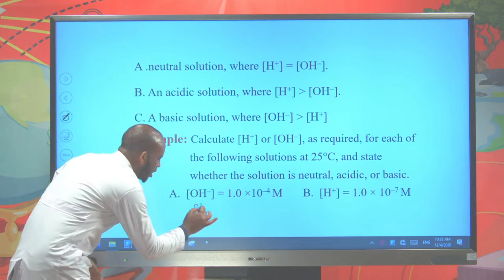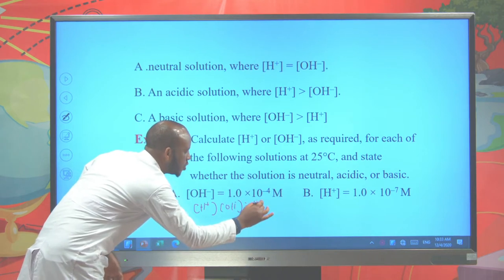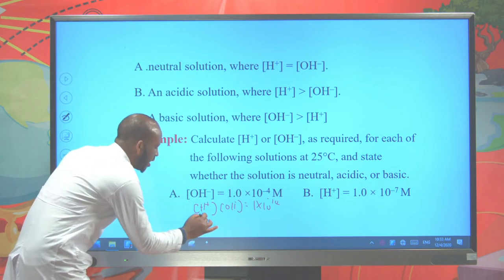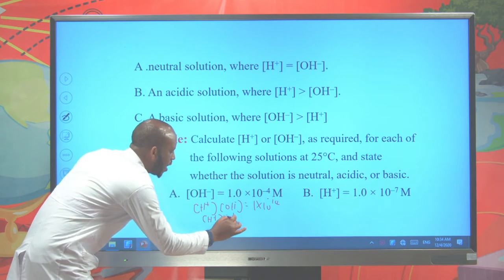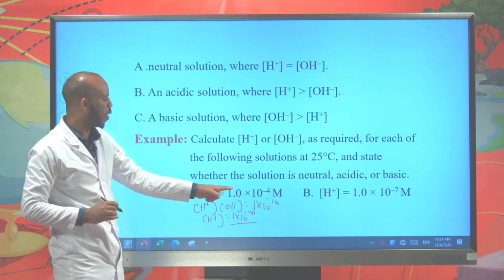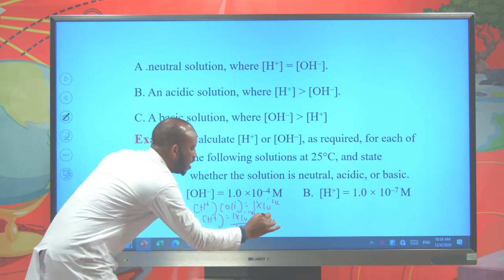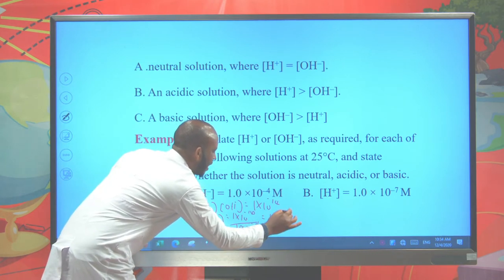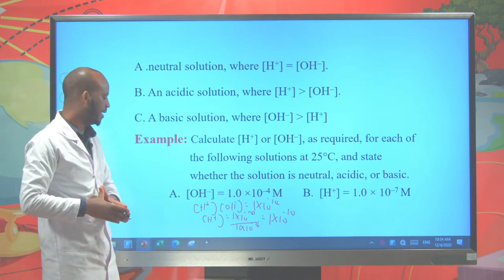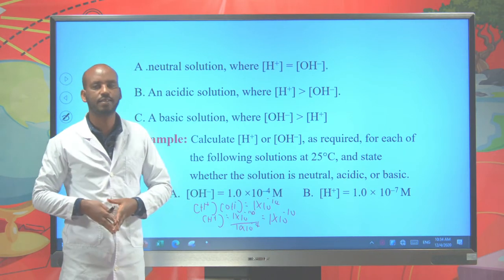Therefore, H plus concentration times OH minus concentration equals 1 times 10 raised to minus 14. From this, H plus concentration equals 1 times 10 raised to minus 14 divided by OH minus concentration, which is 1 times 10 raised to minus 4. This equals 1 times 10 raised to minus 10. You see? OH minus concentration is greater than hydrogen ion concentration. Therefore, this solution is a basic solution.